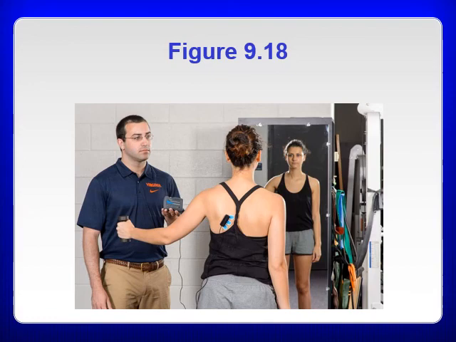Again, the actual unit the ATC is holding is going to be what gives her the feedback there. But she's able to look at herself in the mirror to make sure that she's not shrugging or hiking up her shoulder as she does this.